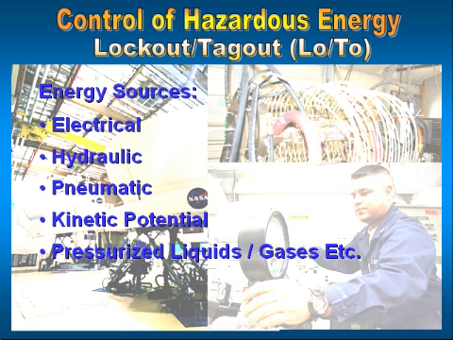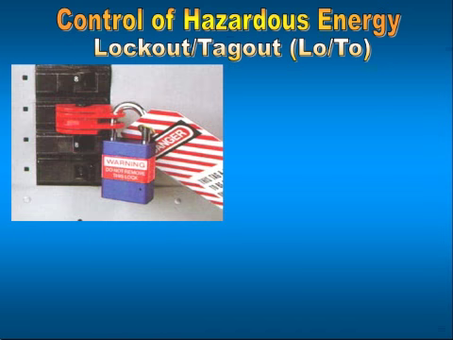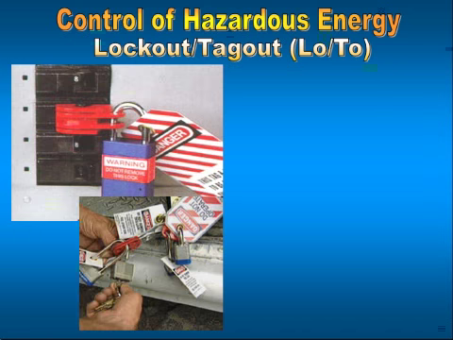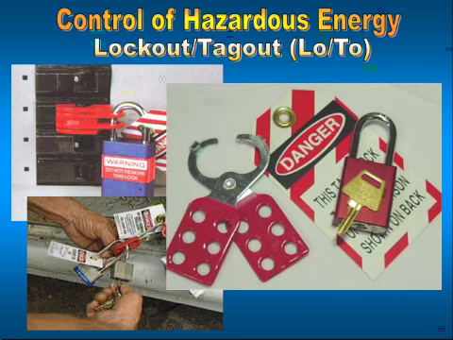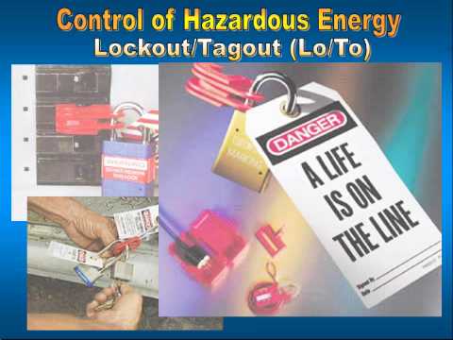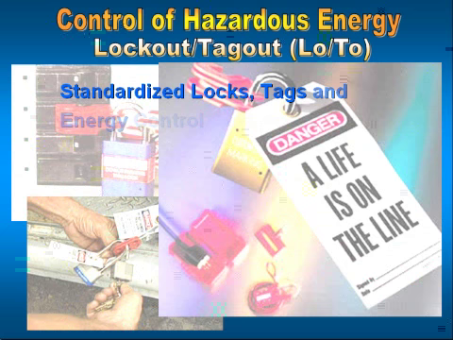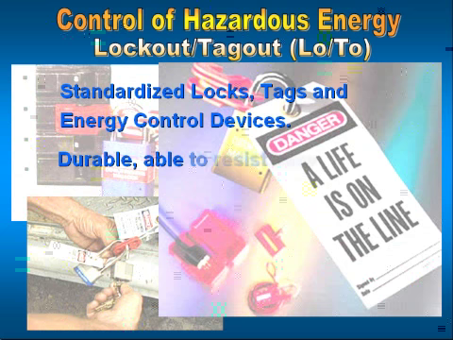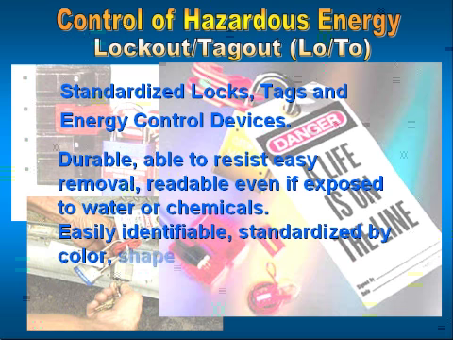The control of hazardous energy under the lockout-tagout program requires a standardization across the entire company of all tags and energy control devices and locks that are used in the workplace. OSHA sets down some standards. They say that they've got to be durable, able to resist being easily removed. They've got to be able to read the hazards and the names and the information that's on the tag, even though they're exposed to weather and chemicals, and that they've got standard colors, shapes, sizes that are easily identifiable. And we can also identify who was the authorized employee who attached it.